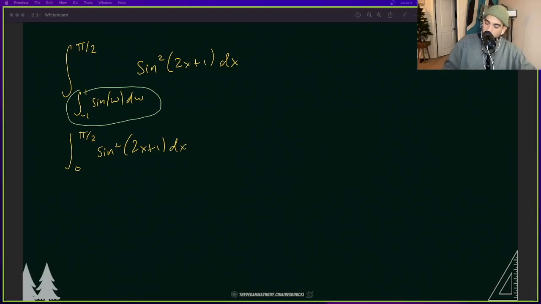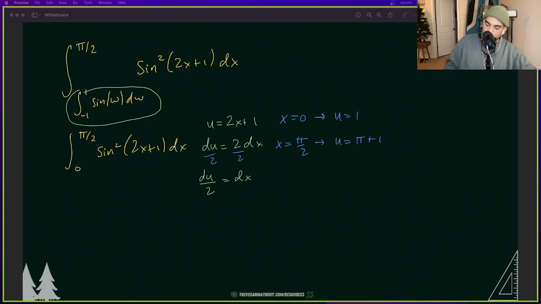So we're going to go ahead and use substitution. du is equal to 2 dx. I can divide the 2 to the other side, and we get that du over 2 is equal to dx. And now I'm going to change my parameters. So when x was equal to 0, that means that u is equal to 1. And when x is equal to pi over 2, that means that u is equal to pi plus 1.